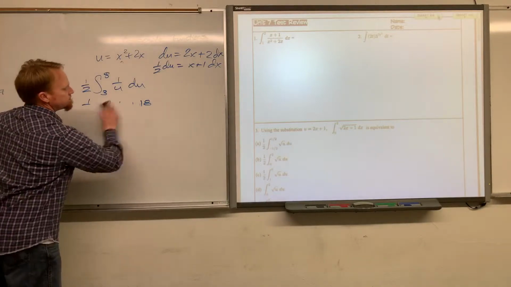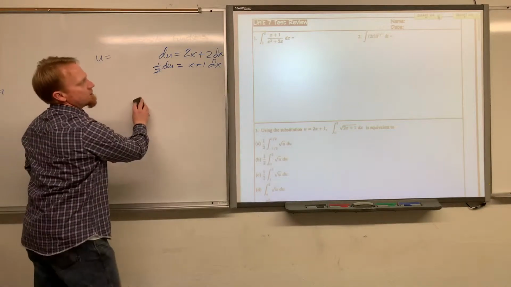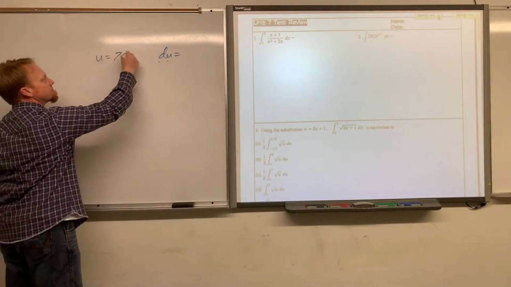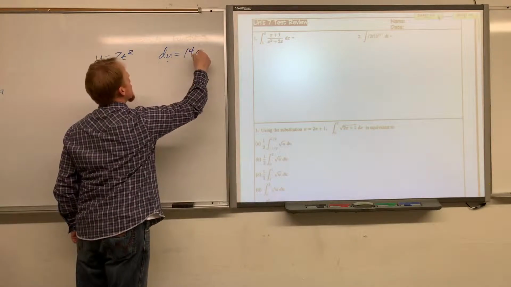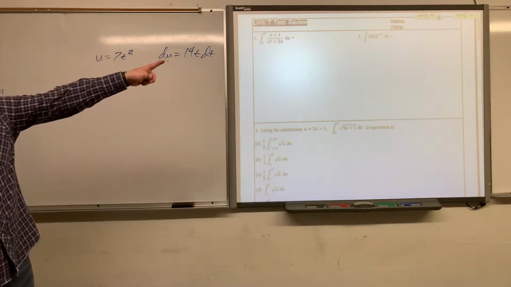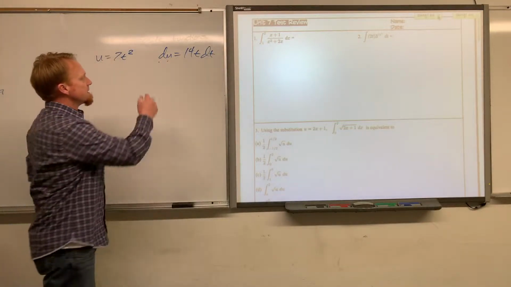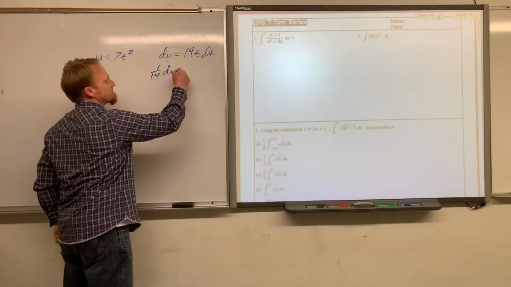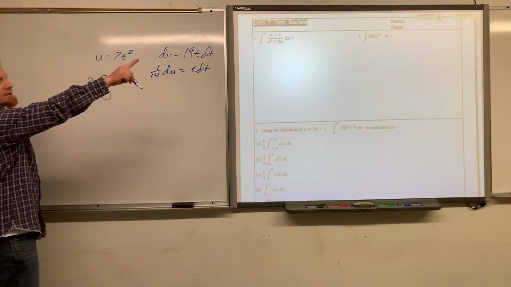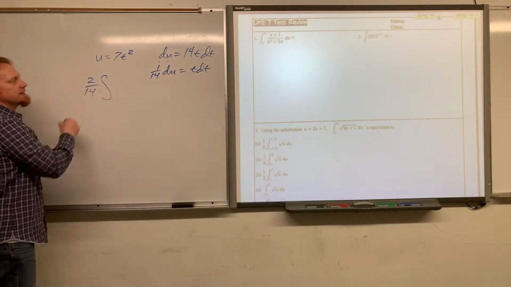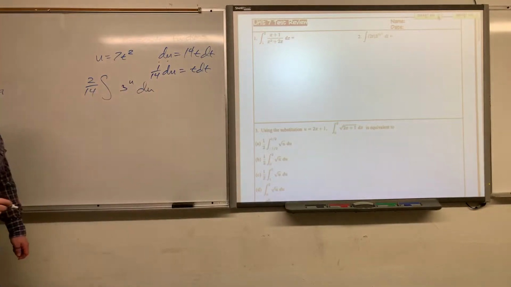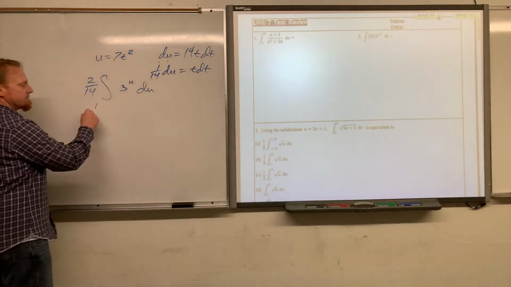Number 2, my u on number 2 is 7t squared. So that means du is 14t dt. So I have the t, it's got a 2, I've got a 14. I'm going to divide by the 14. And then we're going to adjust. So I'm going to pull the 2 out that's over there. I've got the 14 here. And then we have 3 to the u du. So this turns into 1/7.